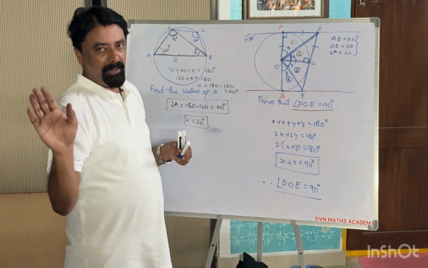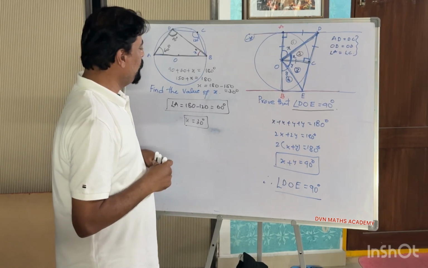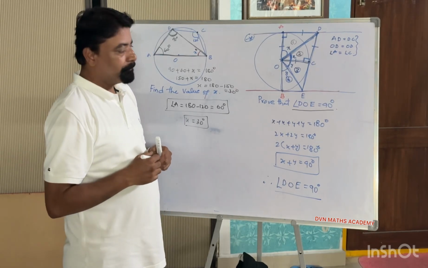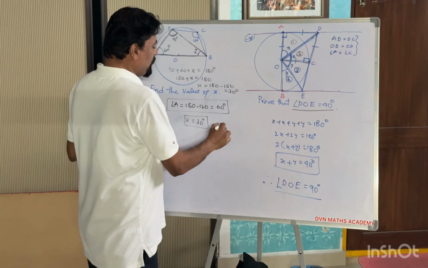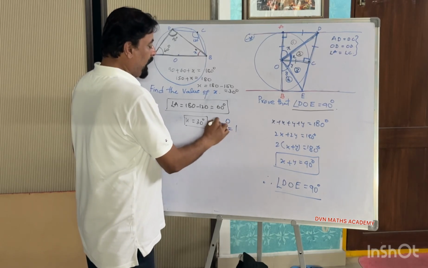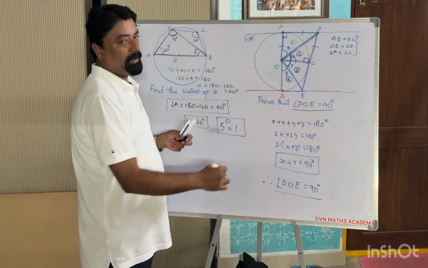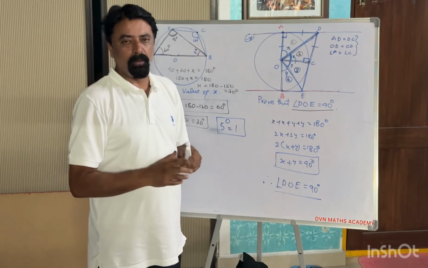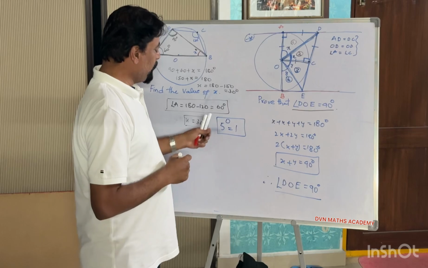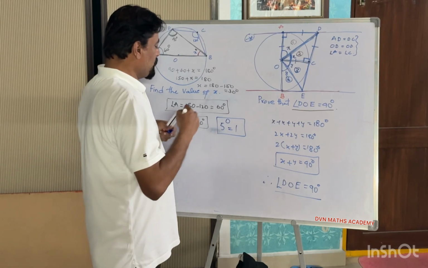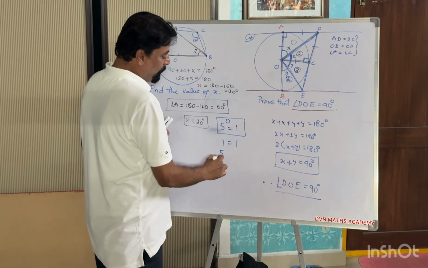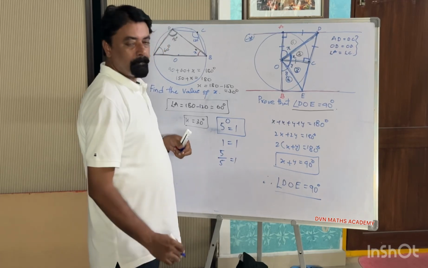By the way, at the end of this class, I want to tell you one thing. In 8th class, one of the students asked me, why is 5 to the power of 0 equal to 1? How can we explain that 5 to the power of 0 is equal to 1? So for this purpose, I explained like this. 1 is equal to 1. This 1 I can write as 5 by 5 is equal to 1.